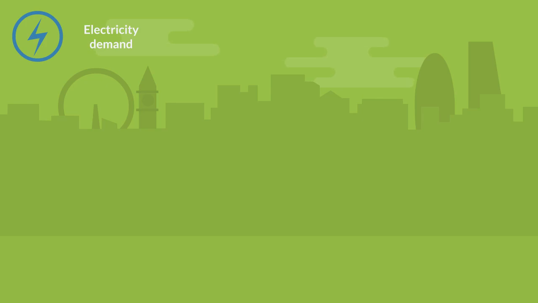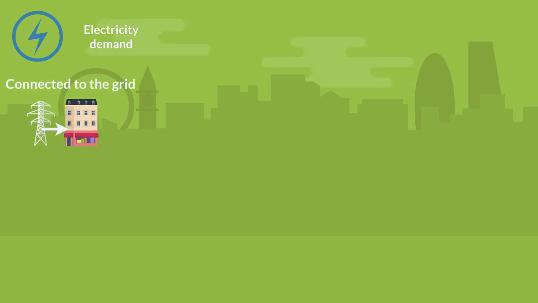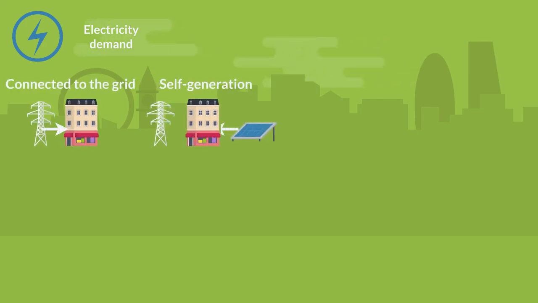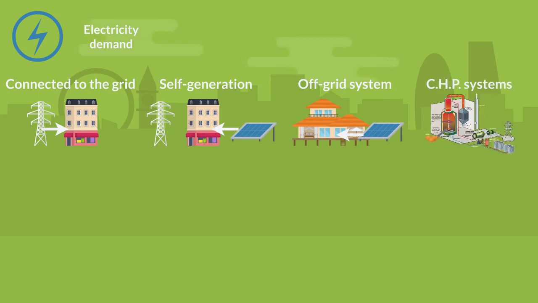The calculation of electricity demand can be done by considering different application scenarios. Consumption from a utility grid. Self-generation, also known as self-consumption facilities. Off-grid systems. And CHP systems. For systems connected to the grid, basically you need to calculate the peak demand that will influence the supply contract with the utility, and the energy consumed along the year for calculating the expenses and project feasibility.